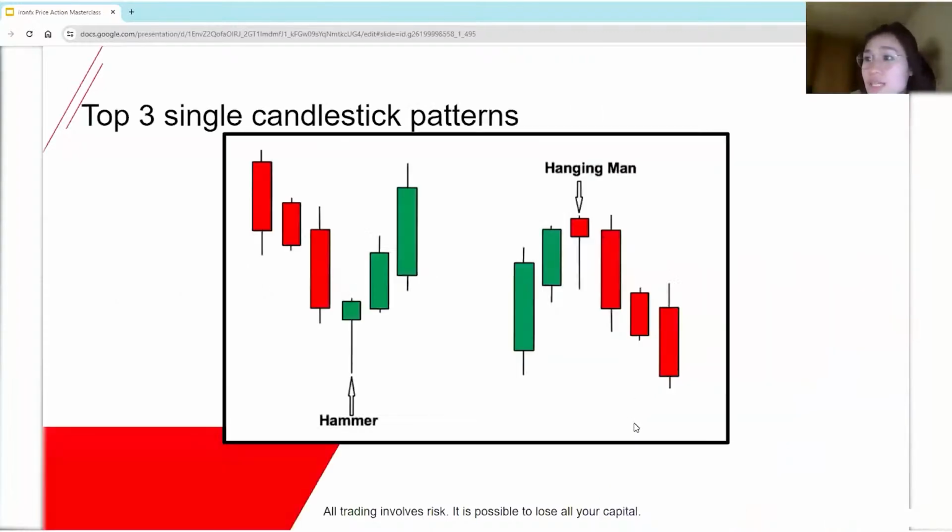Okay, let's get started. We're going to start off with the three single candlestick patterns. We have the hammer and the hanging man, which are just opposite of each other.